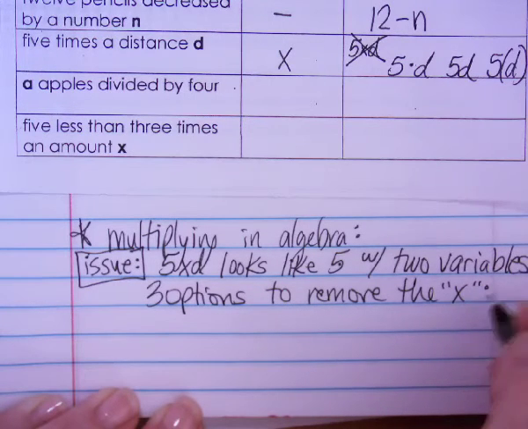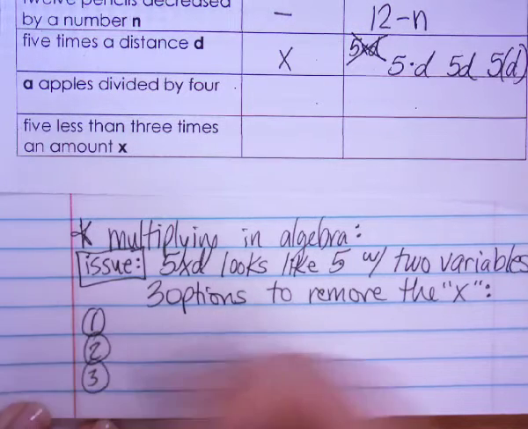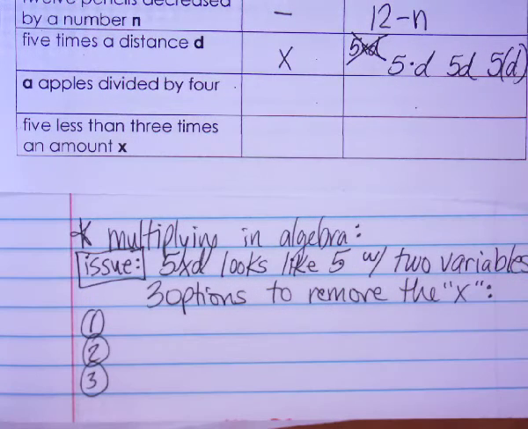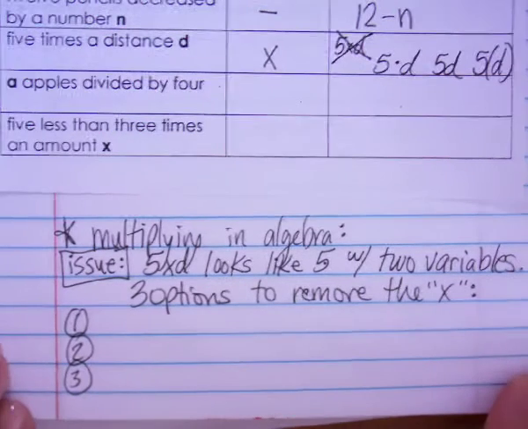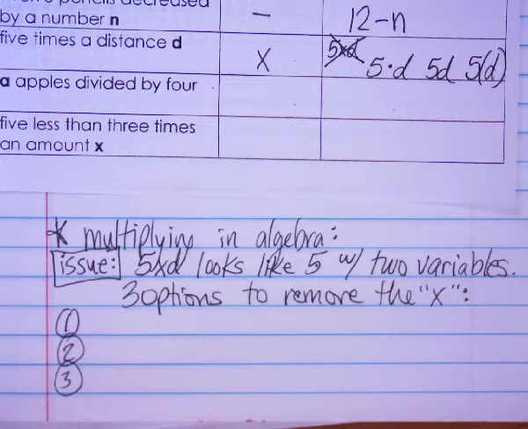And once you have this down, you're going to need a red pen, please. So it looks like it says 5 times x times d. We're not doing that, okay? All right, have your red pen out for me too, please.